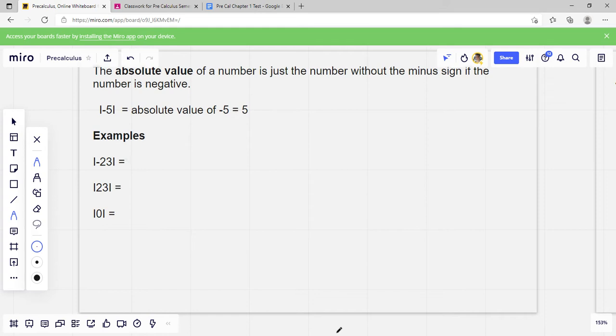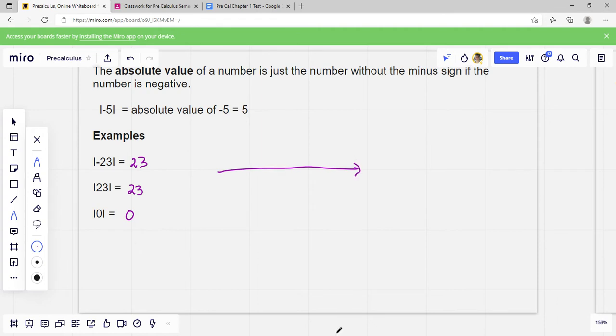Here are some examples. The absolute value of negative 23 is just going to be 23. Absolute value of 23 is just 23. Absolute value of 0 is just 0. Super easy. So basically it is the distance between two points on a number line.